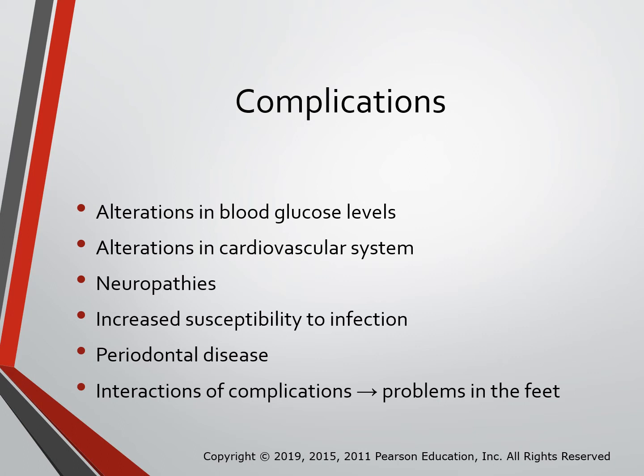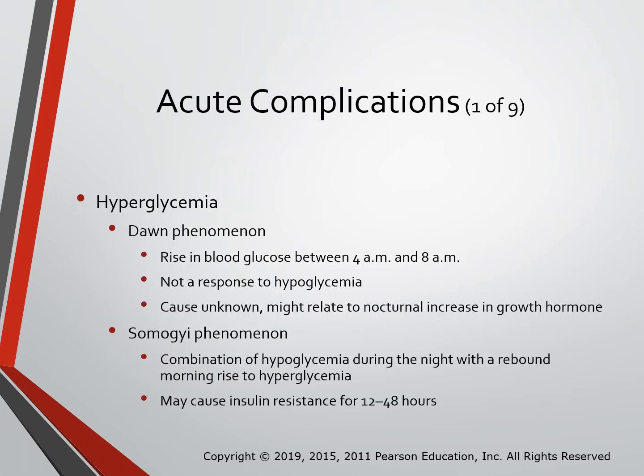So what are the acute complications? What do we see with these? Hyperglycemia. So hyperglycemia is elevated blood sugar. So you experience something called the Dawn phenomenon and the Somogyi phenomenon and diabetic ketoacidosis. And we're going to look at all of these.